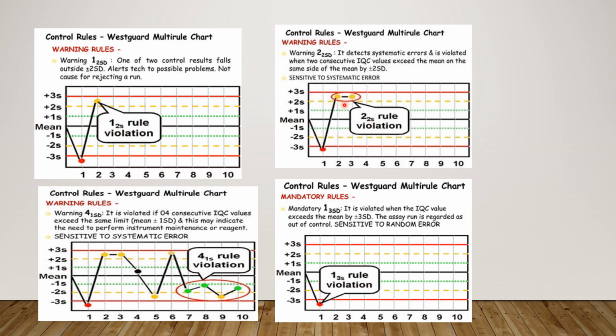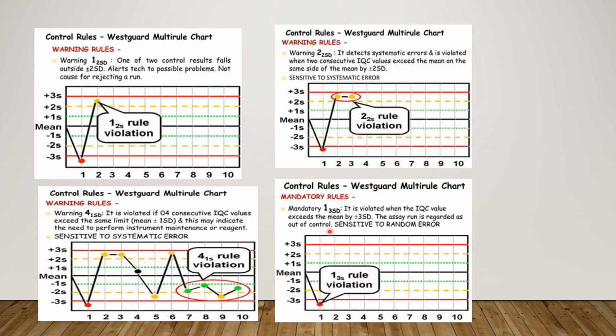It detects systematic error and is violated when two consecutive IQC values exceed the mean on the same side of the mean by 2 standard deviations. So it is sensitive to systematic error.